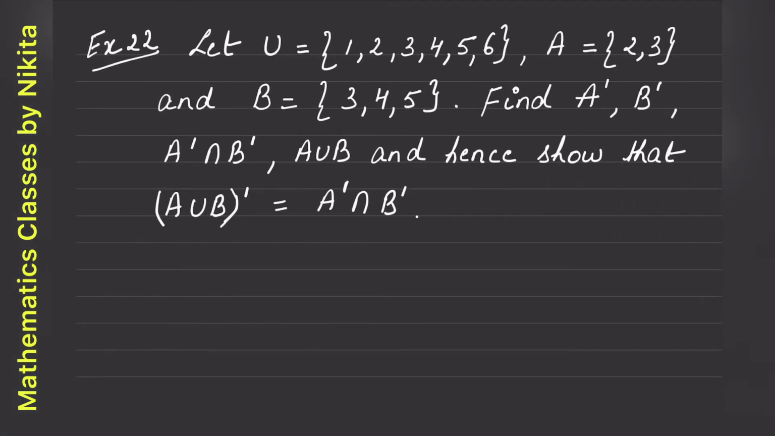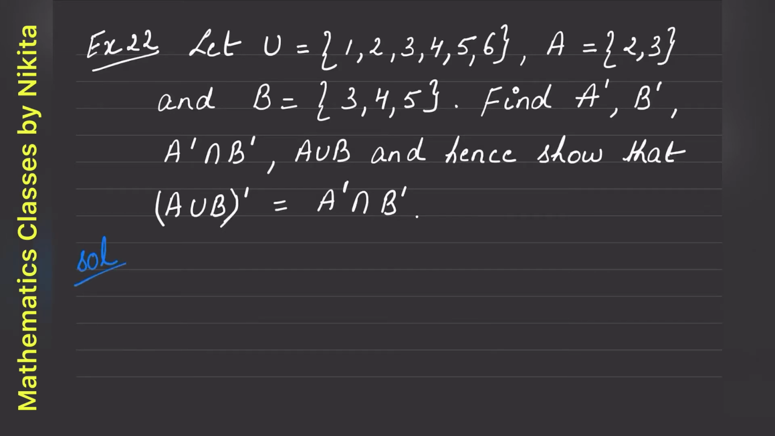Next, see the next example. Let U be equal to {1, 2, 3, 4, 5, 6}, A be equal to {2, 3}, B is equal to {3, 4, 5}. You have to find A complement, B complement, A complement intersection B complement, A union B, and hence you have to show that A union B whole complement is equal to A complement intersection B complement. So we will be doing one by one.